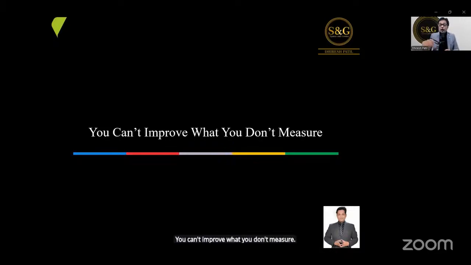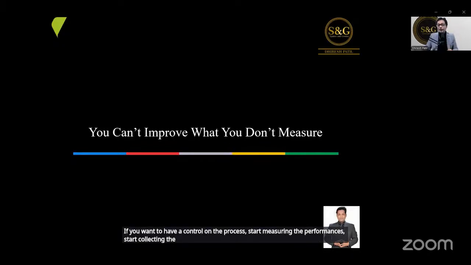You can't improve what you do not measure. And this is a main theme of the Measure phase. Measure phase is all about collecting the data. If you want to have control on the process, start measuring the performances, start collecting the data. And that's what we do in the Measure phase.